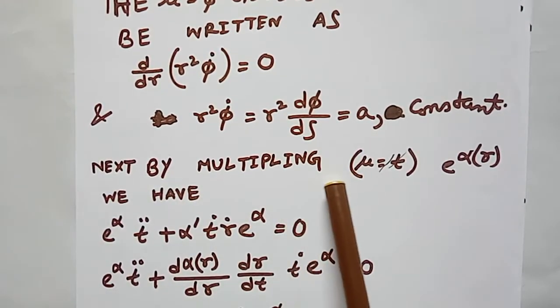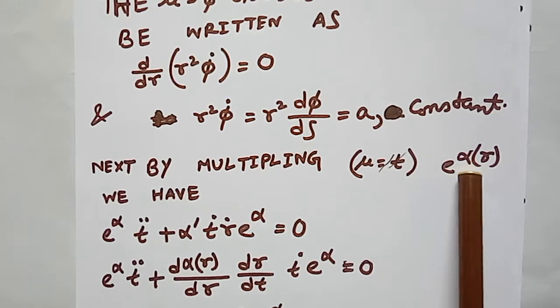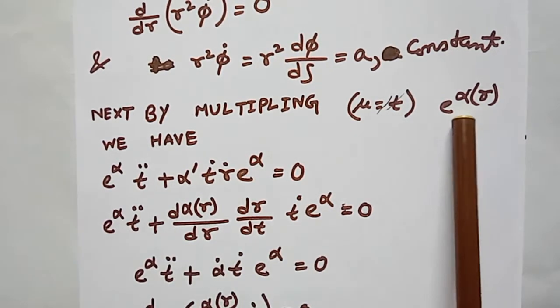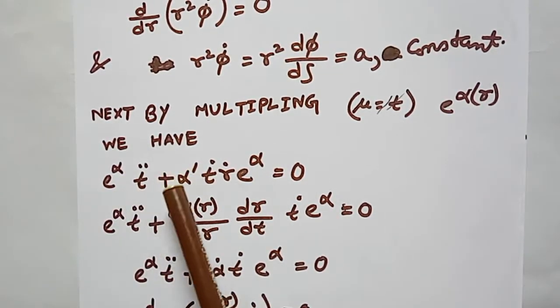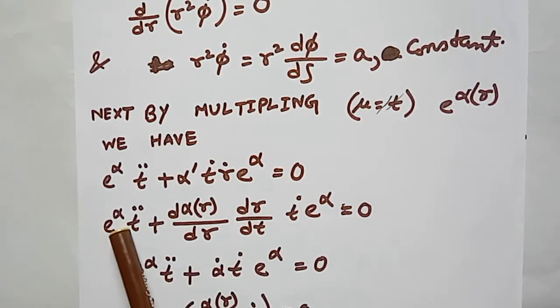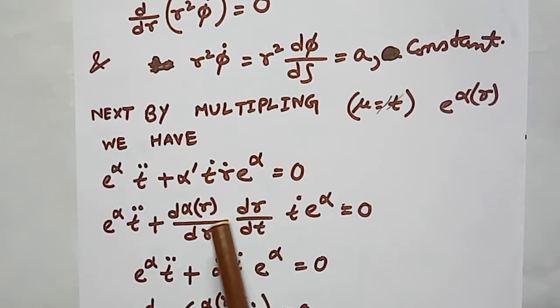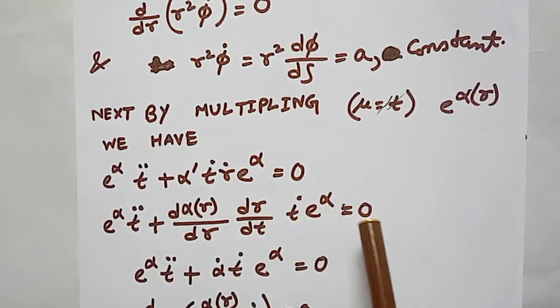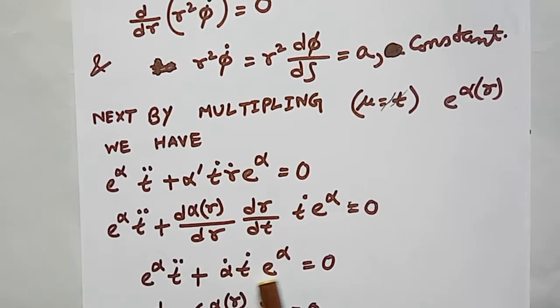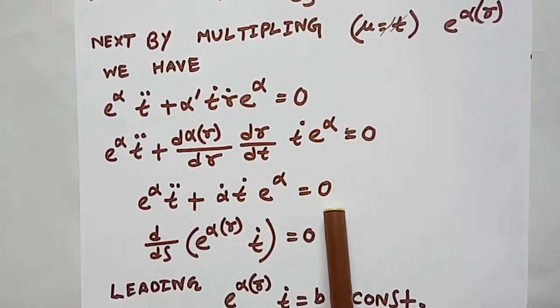Next, by multiplying the mu equal to t geodesic equation by e to the power alpha, we have e to the power alpha t double dot plus alpha prime t dot r dot e to the power alpha equal to 0. Now, this is the chain rule in the differentiation: dalpha of r/dr times dr/ds, and t dot e to the power alpha equal to 0. So e to the power alpha t double dot plus alpha dot t dot e to the power alpha equals 0.